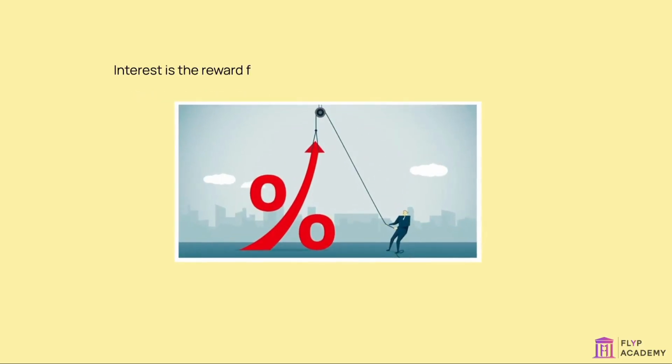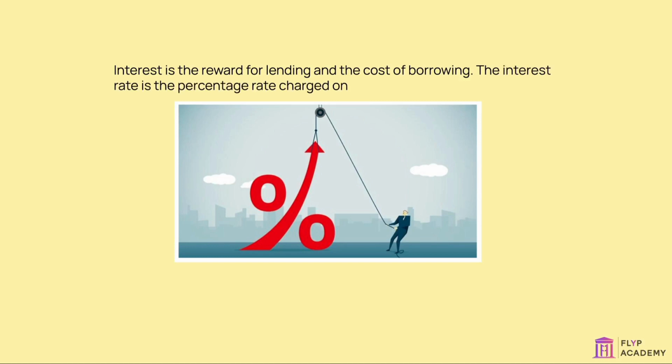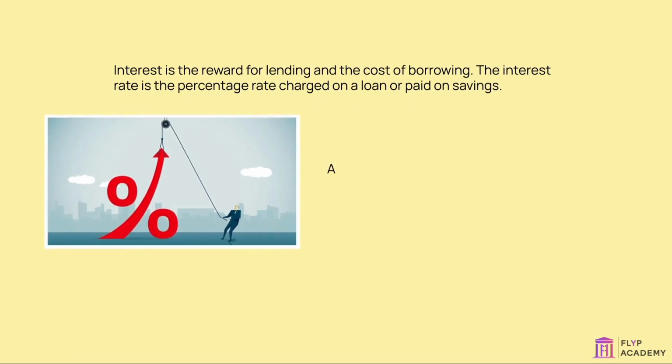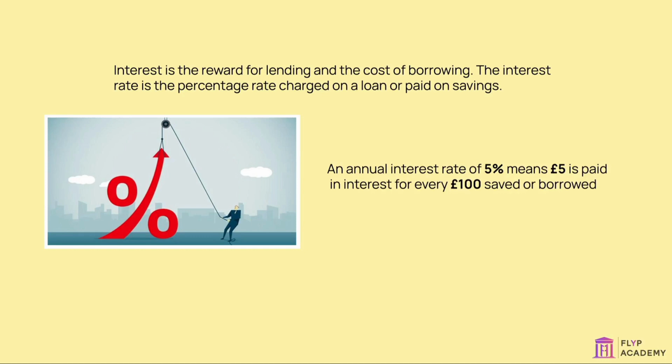Interest is the reward for lending and the cost of borrowing. The interest rate is the percentage rate charged on a loan or paid on savings. For example, an annual interest rate of 5% means £5 is paid in interest for every £100 saved or borrowed.